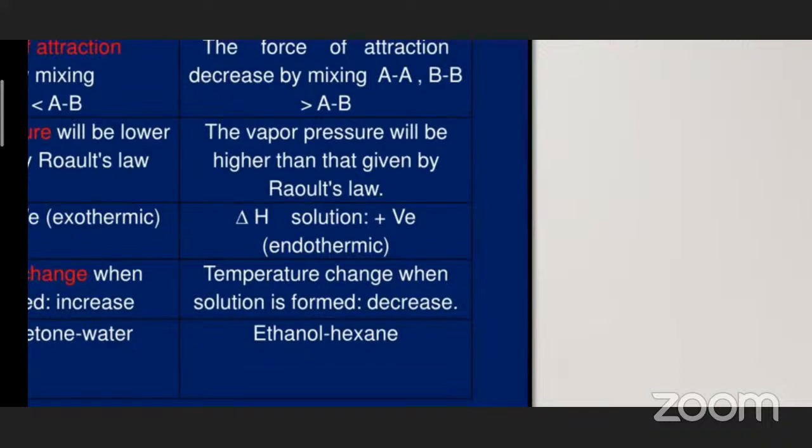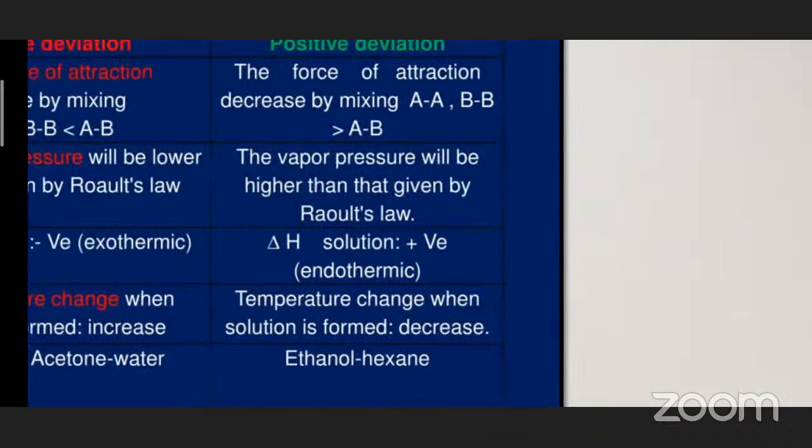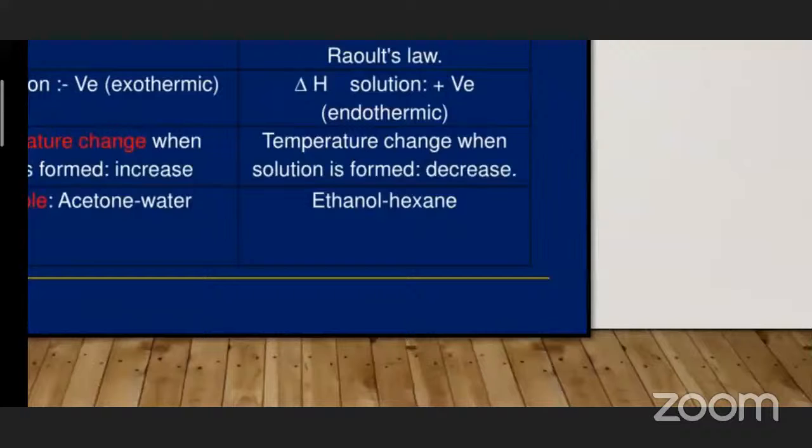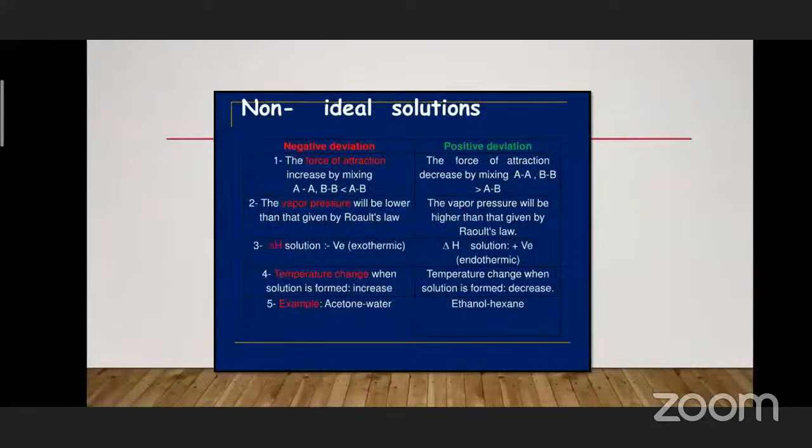And whenever the process is endothermic, endothermic means the heat is absorbed. We see that the reaction vessel becomes cool because surrounding heat is absorbed, no? So the reaction vessel becomes cool. And the temperature change when the solution is formed is that it decreases. The temperature generally decreases. So an example over here is ethanol and hexane. Whenever we are mixing ethanol and hexane, we are getting a positive deviation solution.